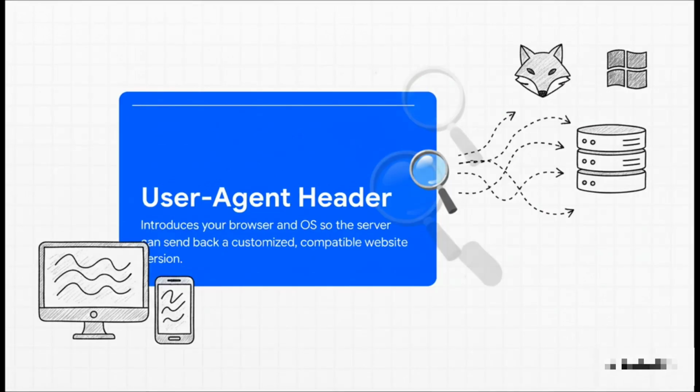Then you have this line, the User-Agent. Think of this as your browser's formal introduction. It says, "Hi there, I'm the Firefox browser, and I'm running on a Windows machine." So why does the server care? Well, it wants to send you back a version of the website that's perfectly optimized for your screen, whether you're on a huge desktop monitor or a tiny little smartphone.